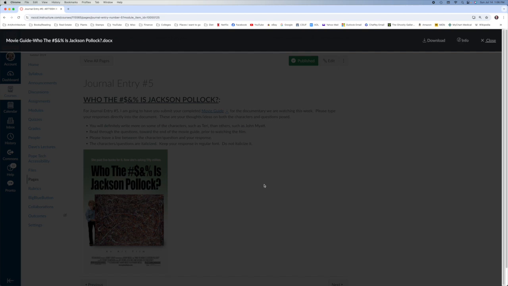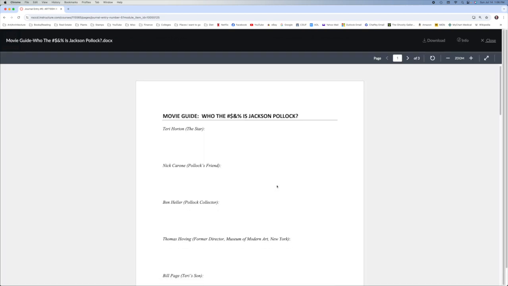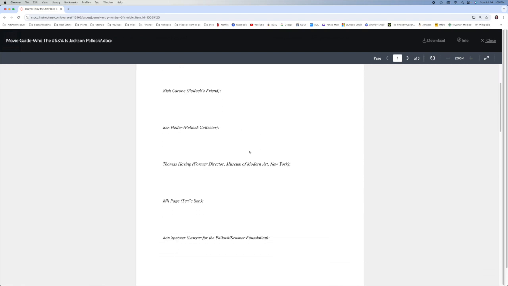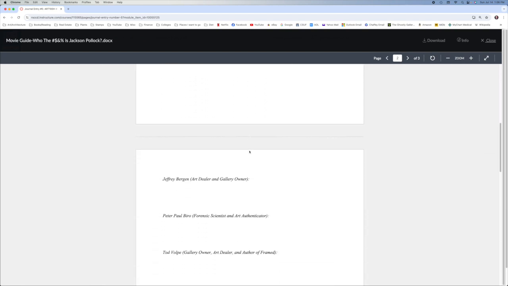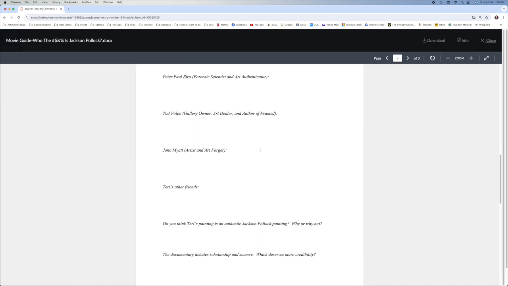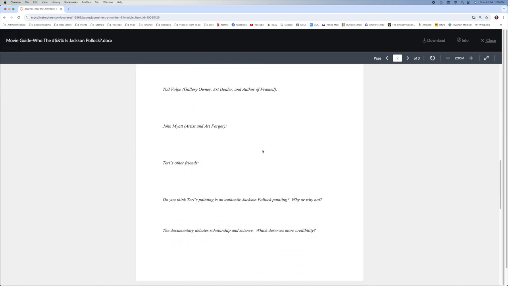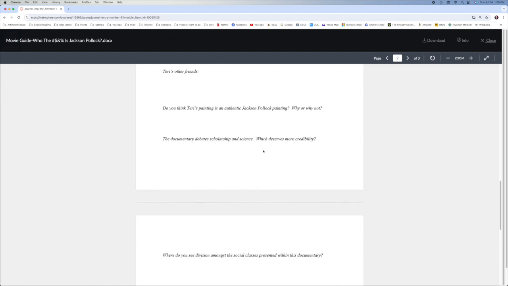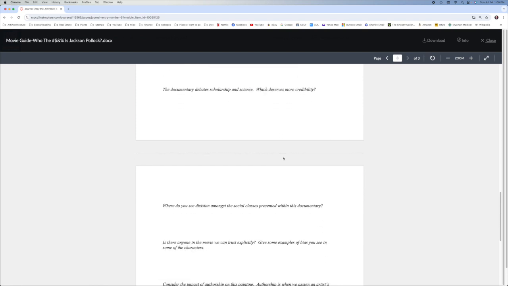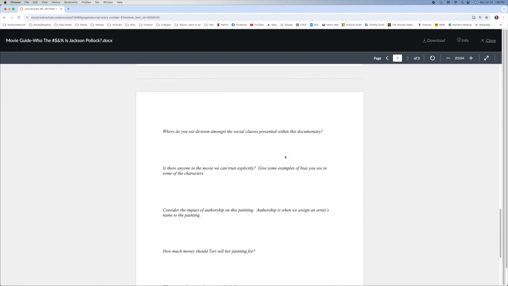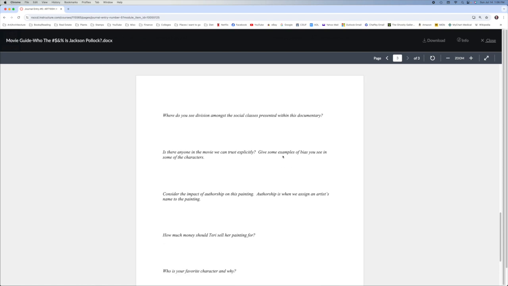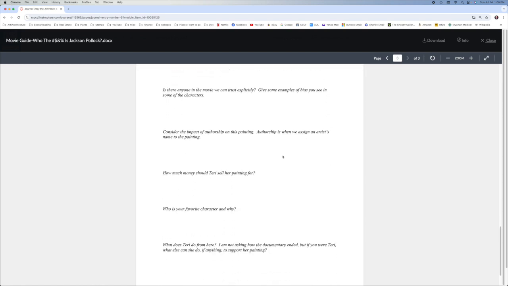But the movie guide, this is one of the places you can get it, and it has up top all the people, and I believe I have them in order of appearance. These are all the major characters to just write some general notes on. And then after that, more importantly, are these types of questions. Do you think Terry's painting is authentic? Why or why not? The documentary debates scholarship and science, which deserves more credibility. Where do you see division amongst social classes presented? Is there anyone in this movie we can trust?